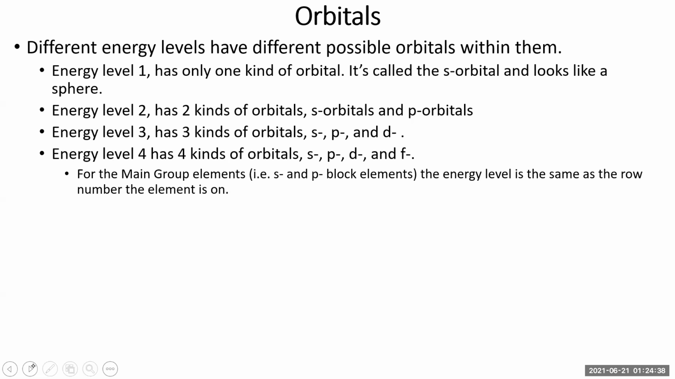At energy level 1, you correspond on the periodic table to row 1. Row 1 of the periodic table has only 2 elements, hydrogen and helium, and they are both part of the so-called S block.